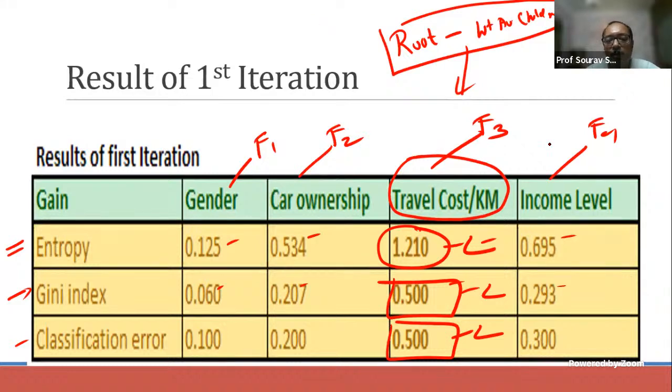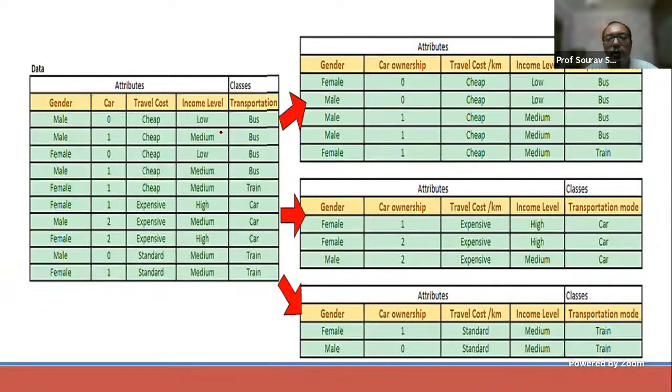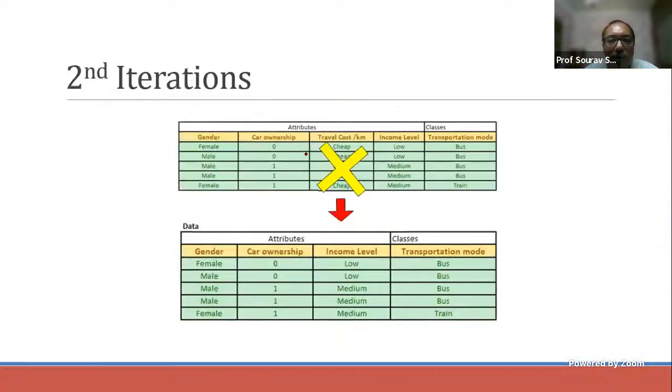So now travel cost becomes my first splitting variable, right? Once I have split based on the travel cost, this is how it looks. As I said earlier, this one is homogeneous, no need to split further. This one is homogeneous, no need to split further. This one is not homogeneous, I need to split further, right? Because these have become homogeneous, I don't need to take these parts. Let me just concentrate on these 5 records.